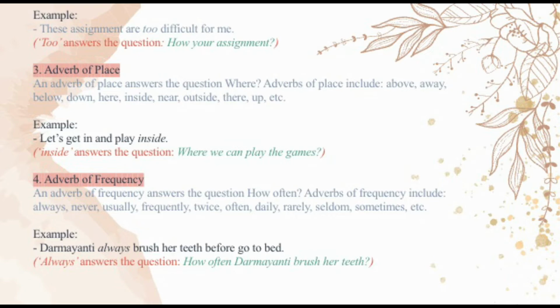And then type number 4 is adverb of frequency. An adverb of frequency answers the question how often. Adverbs of frequency include always, never, usually, frequently, twice, often, daily, rarely, seldom, sometimes, and etc. For example, Dharmayanti always brushes her teeth before going to bed. Always here answers the question how often Dharmayanti brushes her teeth.